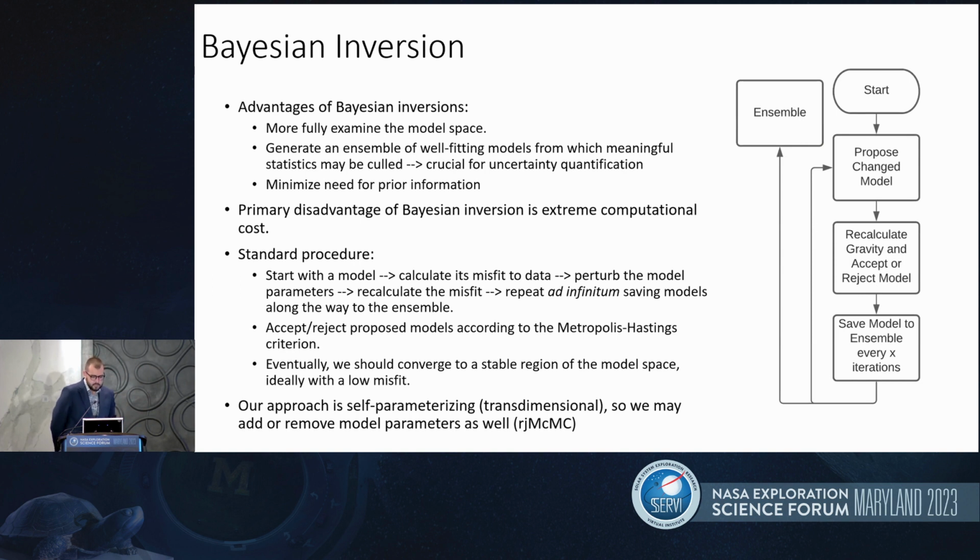small probability, and then we essentially loop ad infinitum and keep perturbing the model parameters, recalculating the misfit, and then randomly sampling and saving these models along the way. The acceptance rejection criterion is according to the Metropolis-Hastings criterion as modified by Green in 1995. And then eventually, if we've done this right, we should converge to a stable region of the model space, ideally with a very low misfit.